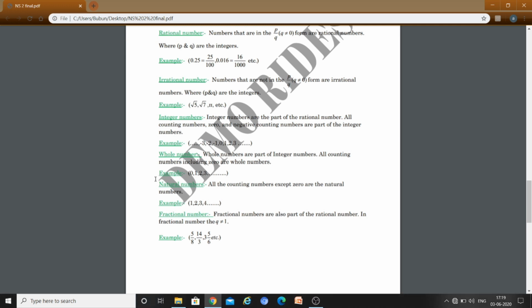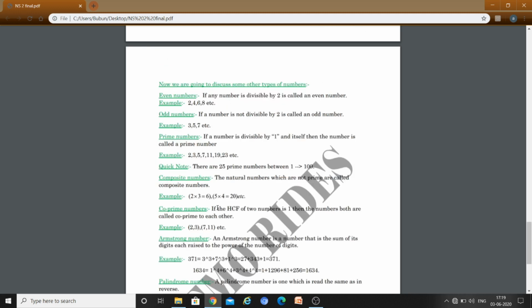So what is the basic difference between whole numbers and natural numbers? Whole numbers include 0 and natural numbers exclude 0. For example, the natural numbers start from 1. So 1, 2, 3, 4 and so on are the natural numbers.